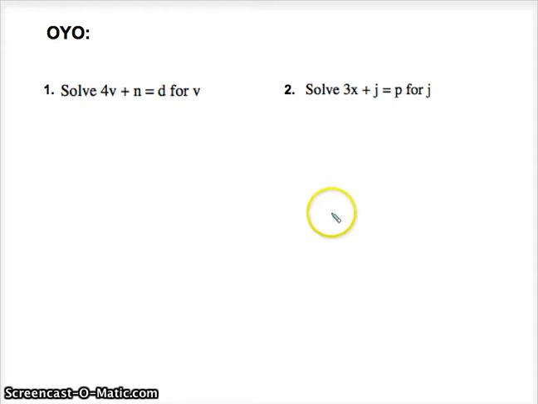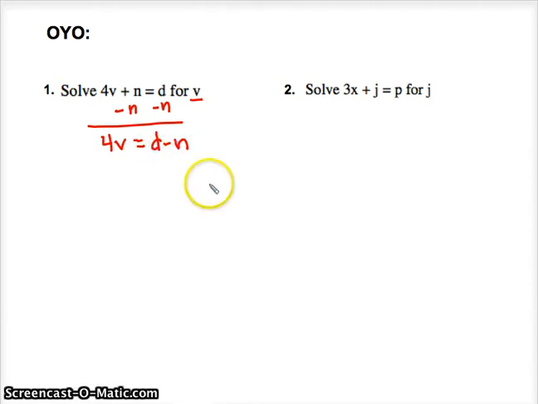All right. We are solving for v. So I need to work on getting v all by itself. First thing I need to do is get this n away from it. So I have a plus n. I'm going to subtract n. Use that inverse operation. 4v equals d minus n. Don't worry, I can't subtract d and n, so I just leave it as d minus n.